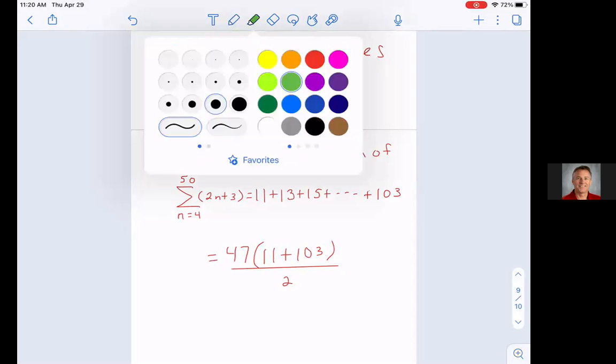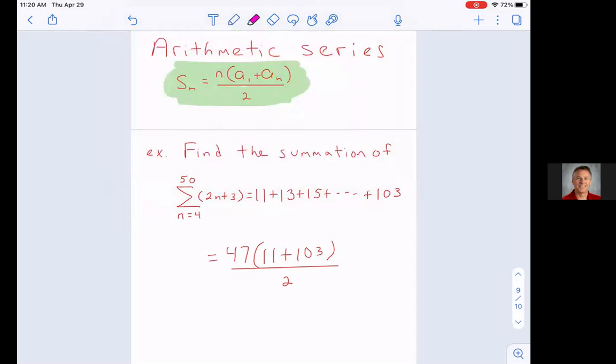Okay, so again, just to show you where those numbers came from, n is the number of terms, which I got by just doing 50 minus 4 and plus 1. So that gave us the 47. So n was the number of terms. A sub 1 is the first term, which is 11. A sub n is the last term, which was 103. And remember, we got that by plugging 50 into the equation. And then it's always divided by 2.